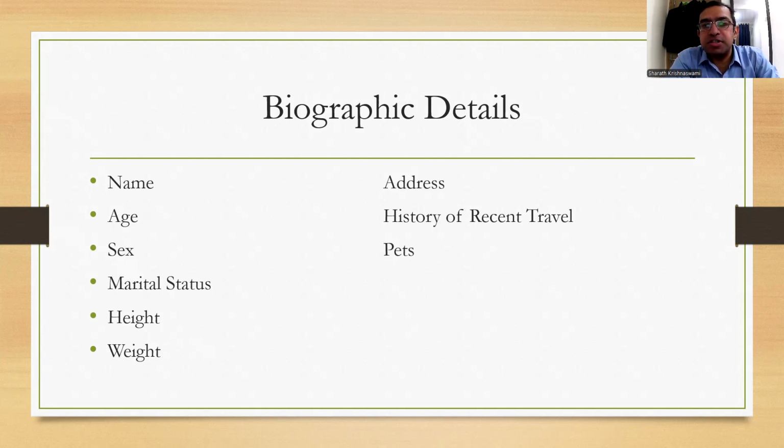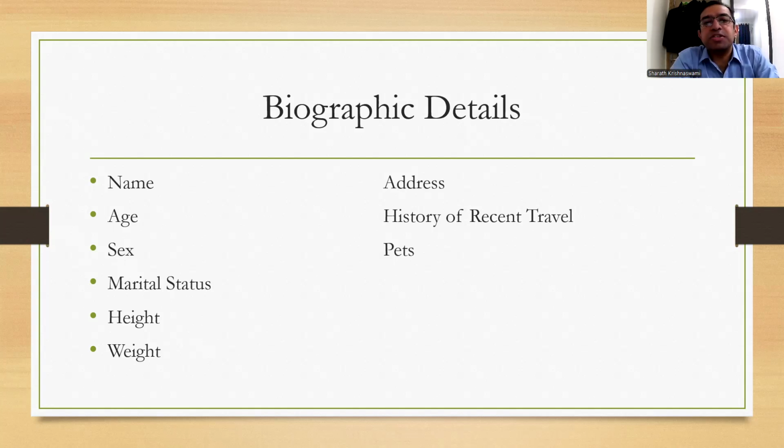The address of the patient is important because certain diseases are found in certain areas, and if a disease is found in one particular region of the world, it is known as an endemic. As we have all seen, the most recent disease that has traveled all over the world is the pandemic. And the history of recent travel is important because it can tell us from which area the disease hails, which areas the patient has passed through, and where the patient may have acquired the disease.